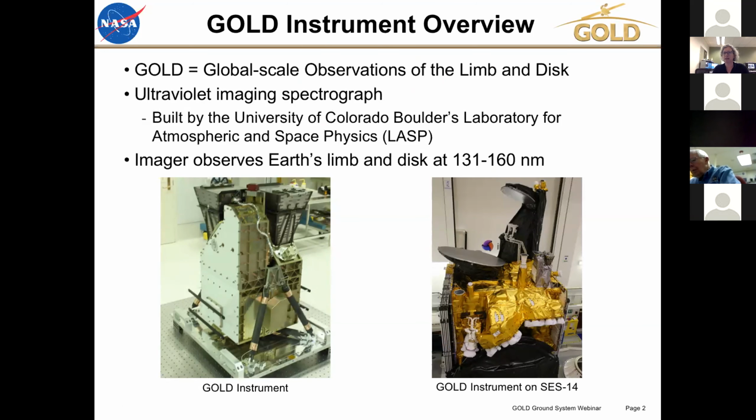The GOLD instrument was built by the University of Colorado at Boulder's Laboratory for Atmospheric and Space Physics, LASP. And the images here on this slide, the one on the left shows the actual GOLD instrument before it was delivered to the spacecraft. So as it was built up here at LASP, that was the final build. The image on the right shows the GOLD instrument attached to the SES-14 spacecraft. And I will use my mouse and show you the GOLD instrument location here on the SES-14 satellite.